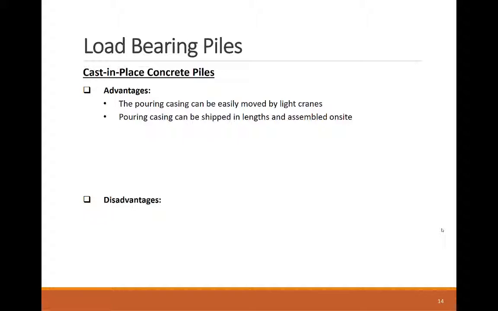Regardless of their construction methods, cast-in-place concrete piles overcome the limitations of most driven piles. The lightweight pouring case doesn't require heavy crane capacities, and it can be shipped in segments and assembled on site. This means that extreme pile lengths can be achieved, and they can even be adjusted easily for last-minute design changes.